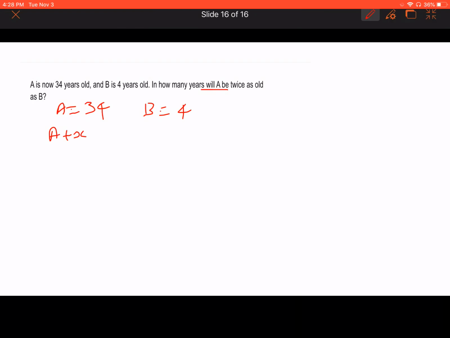So some x value, okay, then it will become twice the value of, okay, so this is the question. In how many years will A plus x be twice the age of B plus x? Since we know the value of A and B, we just substitute it. So 2 times 4 is 8 plus 2x. So it's going to be x is equal to 26. Okay, so let's just check it out.